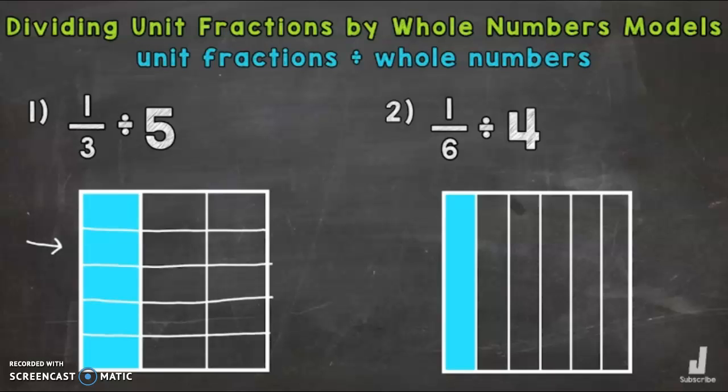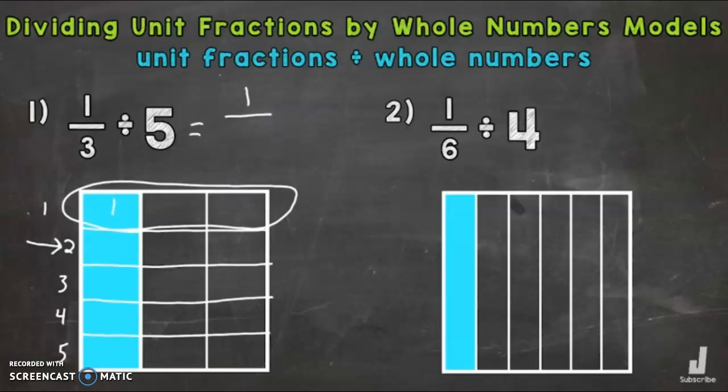So that represents 1/3 divided into 5 equal groups. So now we need to select one of those 5 equal groups. I find it easiest just to select the top, but it really doesn't matter what group you select. 1, 2, 3, 4, 5 groups there. So we selected the top group. Now we need to see how many total pieces are filled in within that top group, and we have 1. So that's going to be the numerator of our answer.